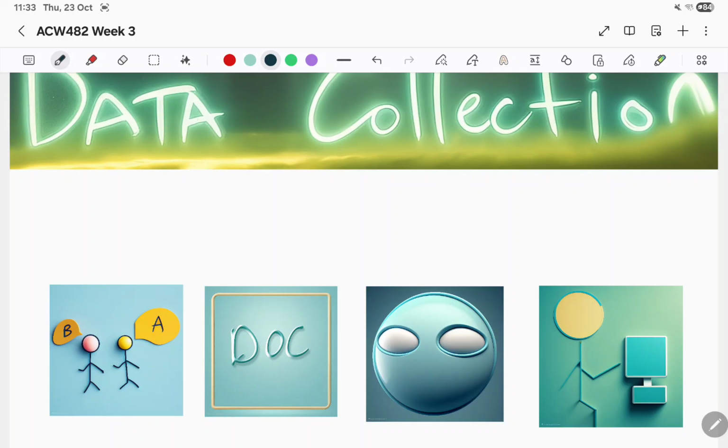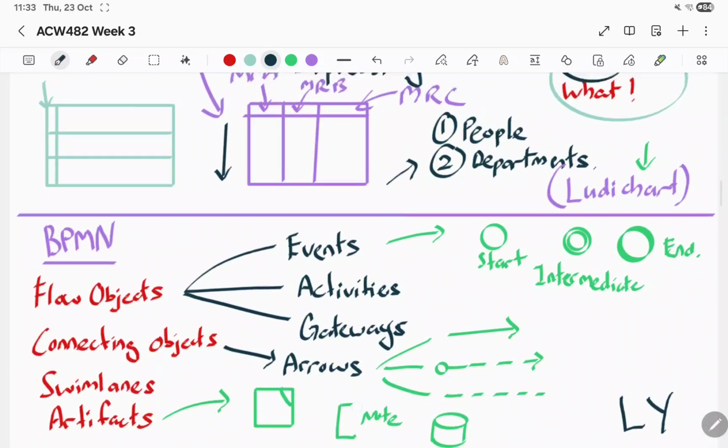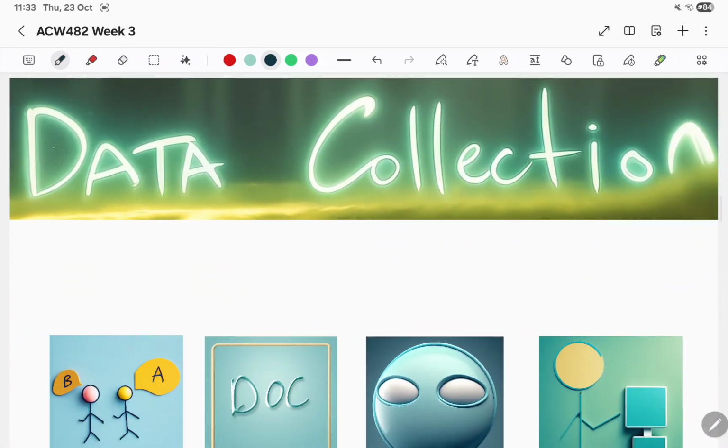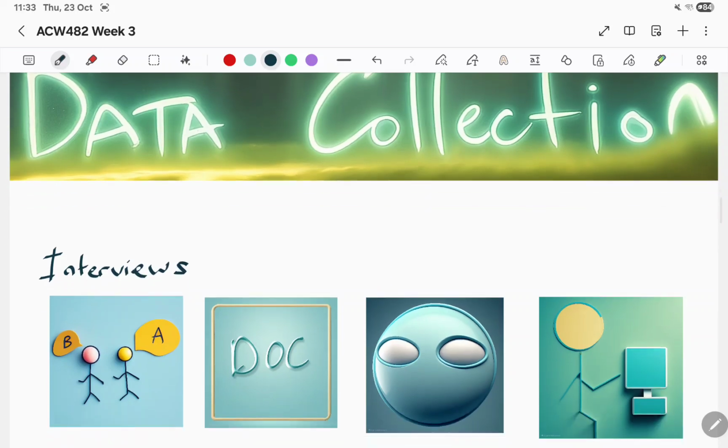So what we can do is we can first go and interview. That's how we get this process. How we know what steps, what is the first, what is the second. We interview the person. We interview the one that is doing the process. Then we can also do document review.